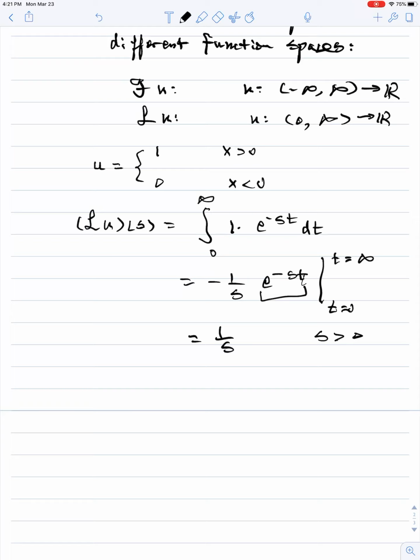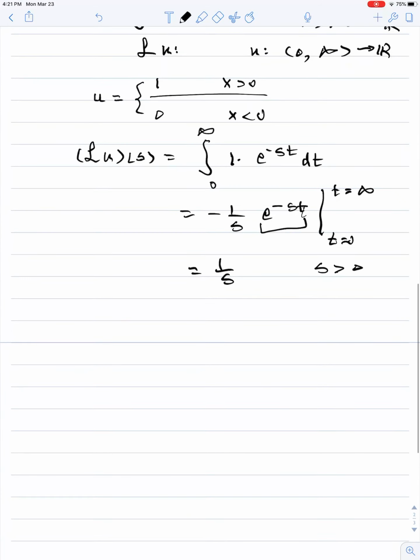Actually, in this case, we only need the function to be defined for t greater than 0. However, if you want to compute the Fourier transform of this, let's see what happens. For the Fourier transform, now I switch the variable, it becomes x and ξ. Then this would be the integral from negative infinity to positive infinity of u(x) e^{iξx} dx.